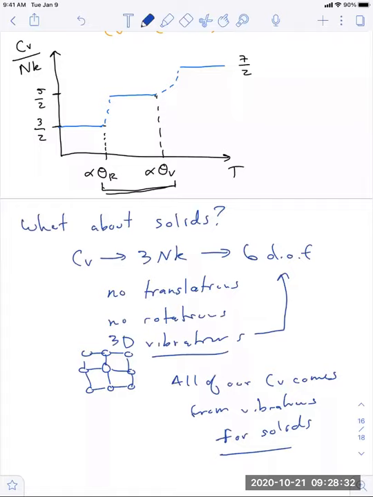Are you able to say anything about the shape of the transitions in that plot of CV over nk versus T? This is definitely an idealization where it's like a step function. It's much smoother than this. I'll show some CV versus T curves for solids on Friday, but generally it's much smoother than this.